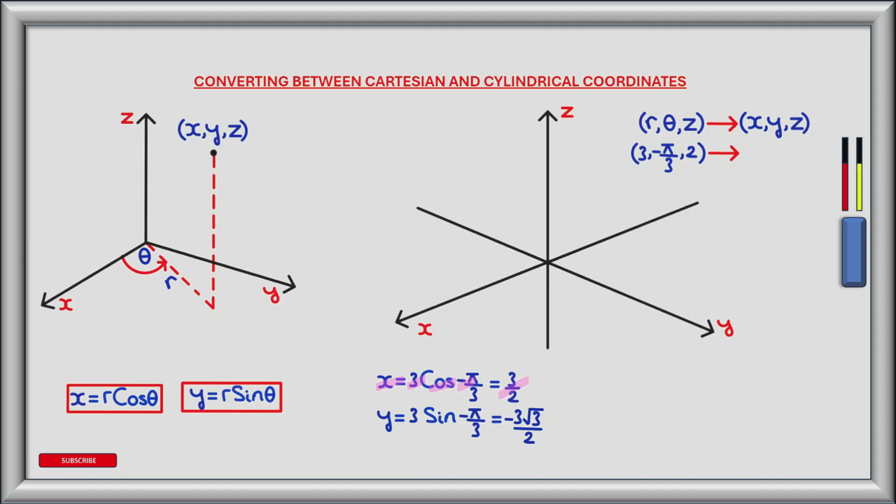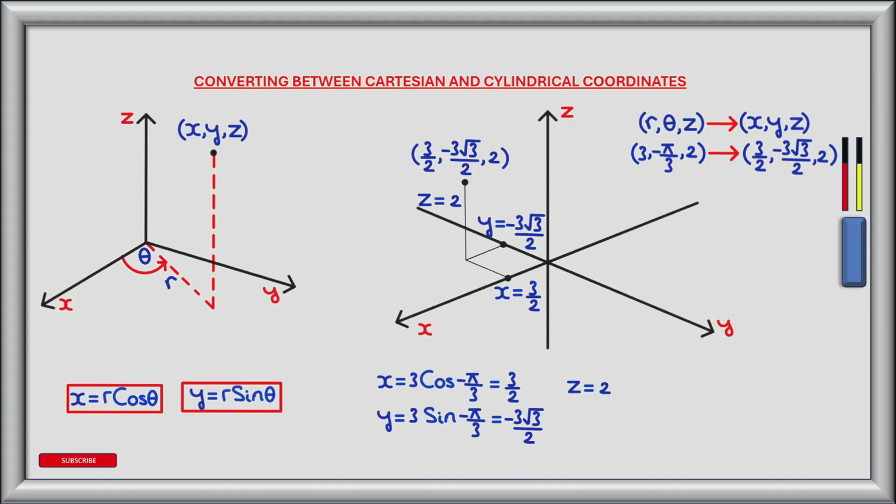And for the y coordinate, we know that y is equal to r sine theta. So y is equal to 3 sine of minus pi by 3. And that equals minus 3 root 3 divided by 2. And we know that z remains unchanged, so z is equal to 2.